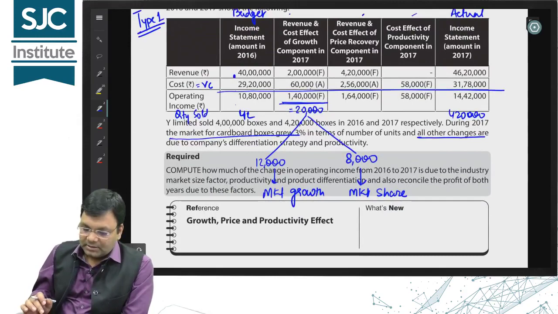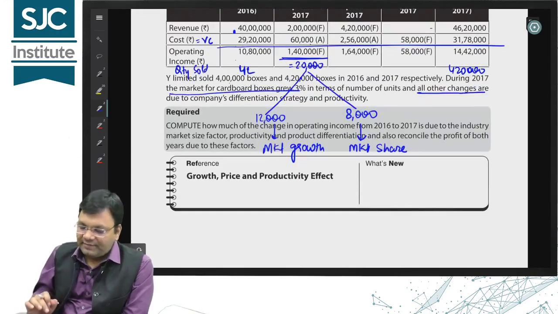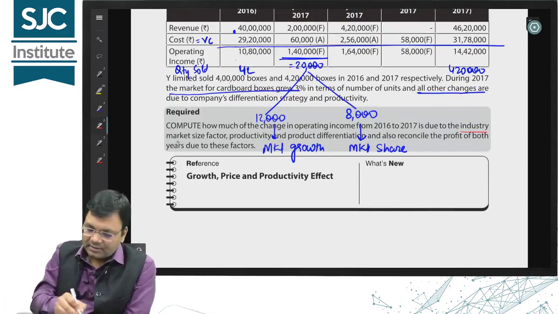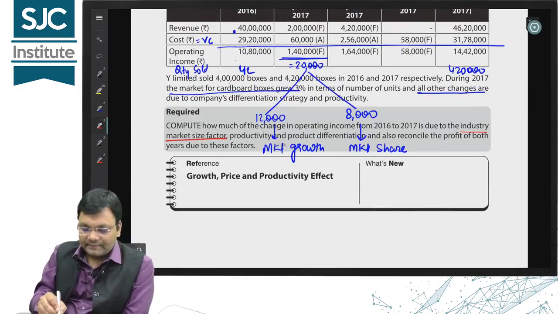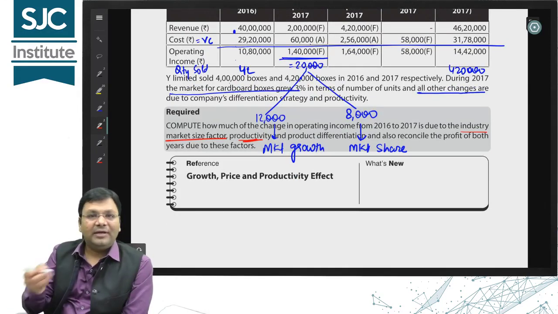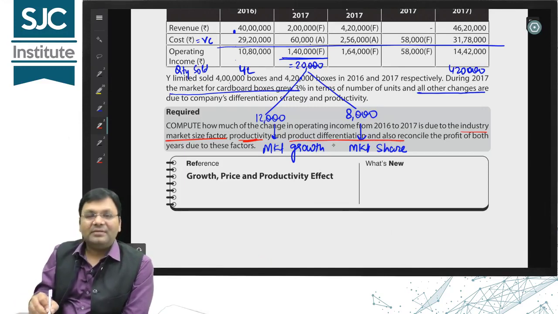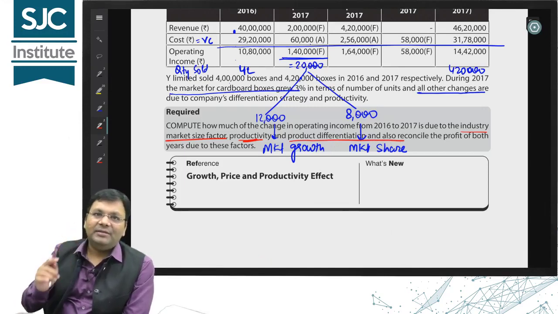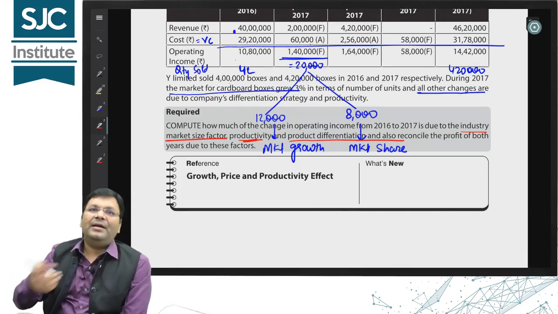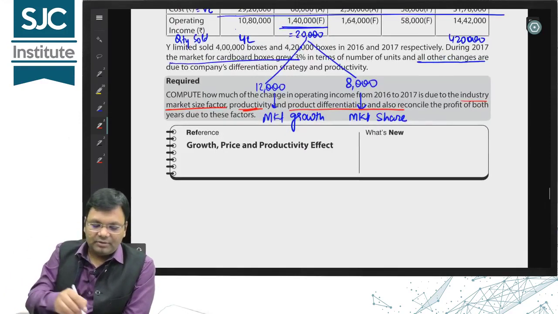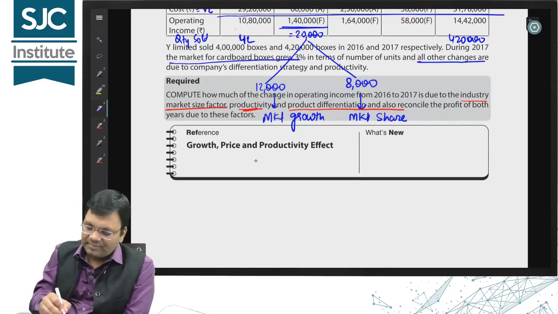Alright. So compute how much of the change in operating income from 16 to 17 is due to the industry market size factor. Market growth is market size. Productivity is given already, that is cost leadership. And product differentiation means two things to be added, which is market share and price recovery. Also reconcile the profit of both years due to these factors. So let me prepare the reconciliation statement.